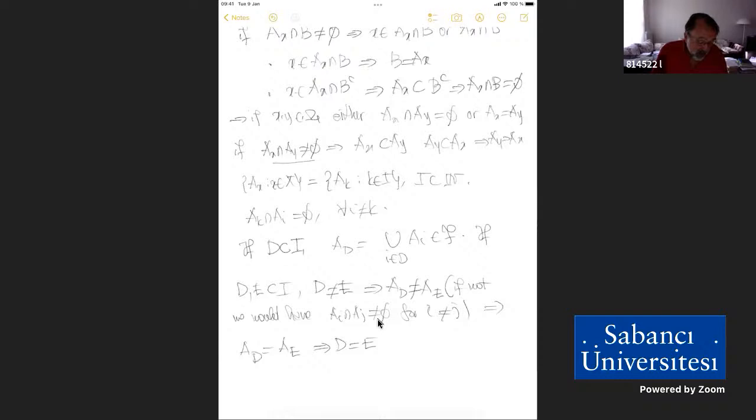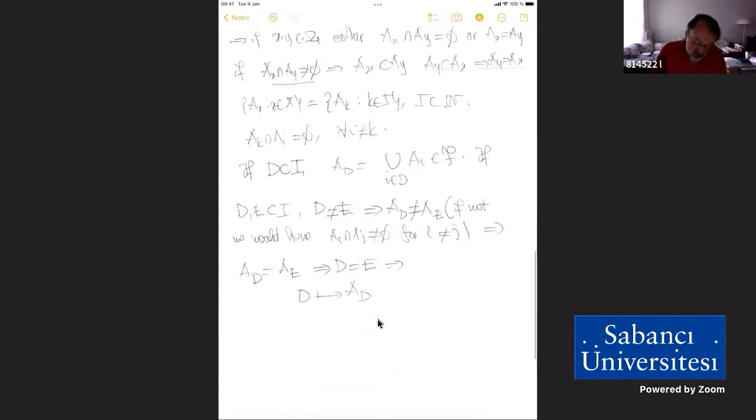Hence, this implies that the map which sends the subsets of I to A_D is a bijection. There is no E here. But what is this? The family of these D, the set of sets which are subsets of I. Cardinal of this is equal to 2 to the I. And this is an uncountable set.